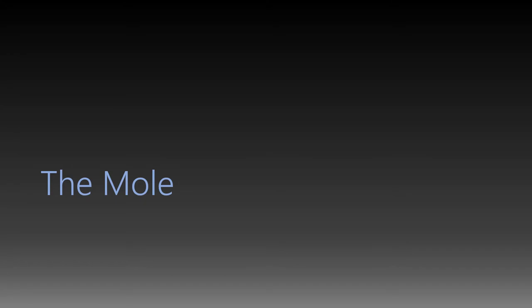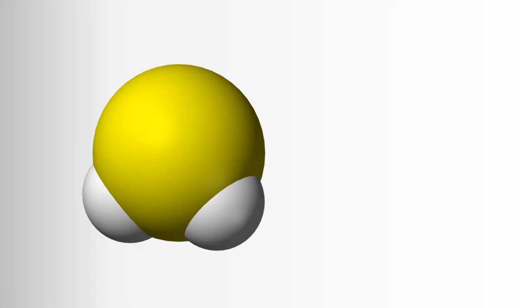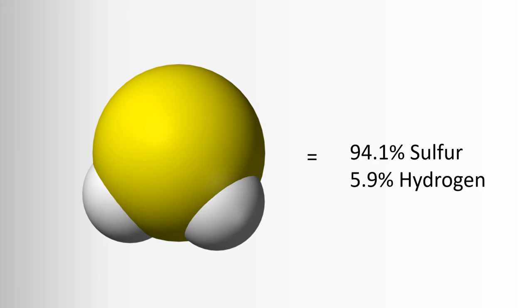Okay, the mole. The mole is an important concept. The mole is a unit of quantity in chemistry. So let's look at why the mole is important. This is a representation of hydrogen sulfide, H2S. The white areas designate hydrogen atoms. The yellow spherical object designates a sulfur atom. So if we look at this purely based on mass, not looking at anything other than mass, we find out that 94.1% of this molecule is sulfur, and only 5.9% of it is hydrogen.